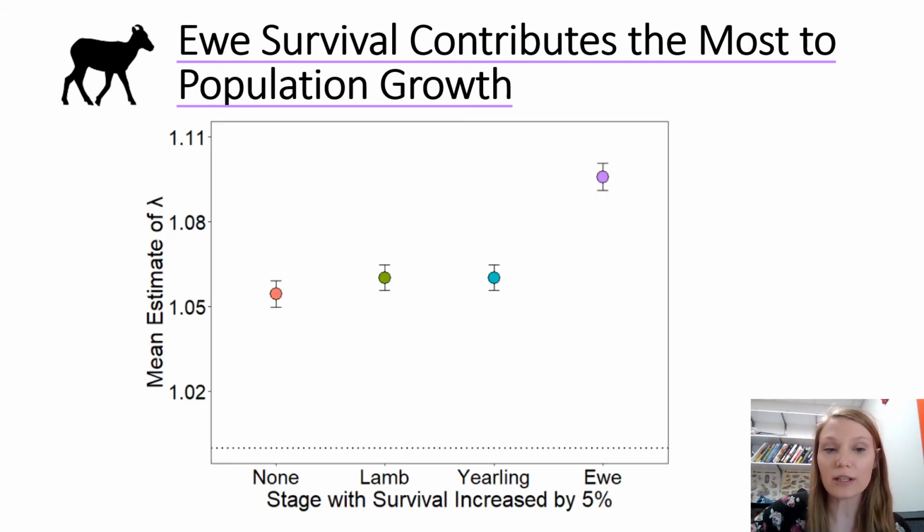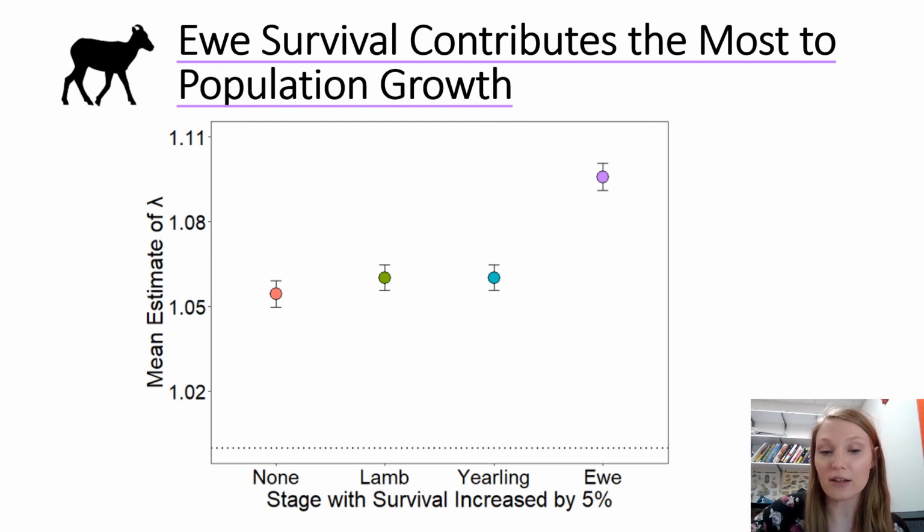And to show this visually, I changed the vital rates in our model by increasing the survival of each of the different stages by 5% while keeping the other stage vital rates exactly the same. And what we see here is, when all of the stages are as we initially had it in our model, so this would be that none that you see on the x-axis, we see that 5% increase in population.